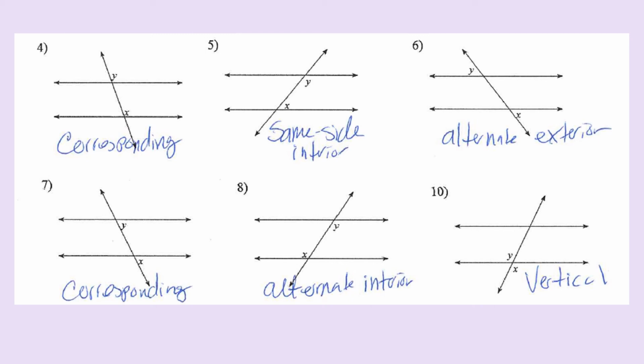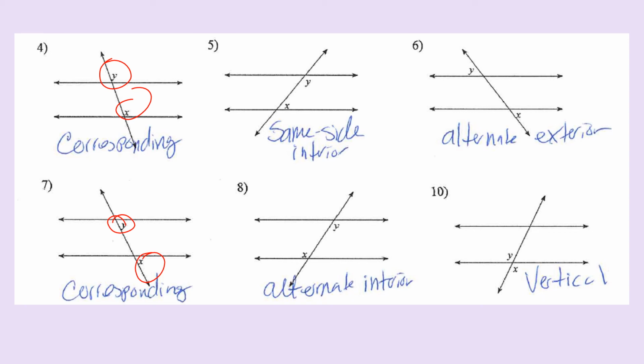Number 6 would be alternate exterior. Number 7 is corresponding. Notice how these two, we have one that's exterior, one that's interior. This one's interior, then this one's exterior. They can look different for corresponding angles.